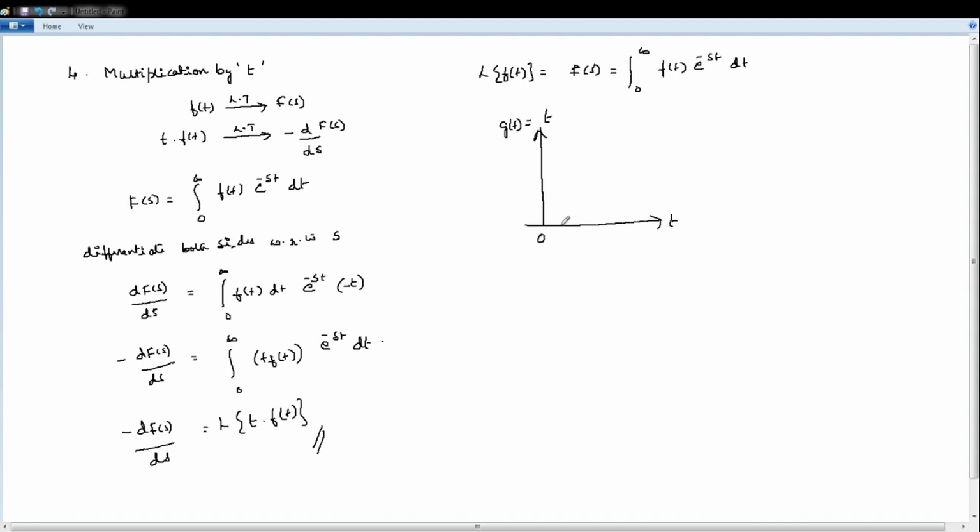With respect to t, how do you plot it? At t equal to 1, the value of g of t is again equal to 1, so the coinciding point is this. At 2, the value is also 2, so the coinciding point is this. Similarly, you will get a straight line. That is why it is called a ramp. So if you multiply a ramp to a time domain function, its Laplace transform is minus dF of s divided by ds.